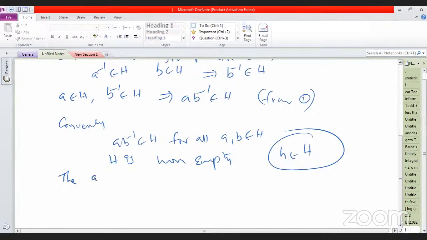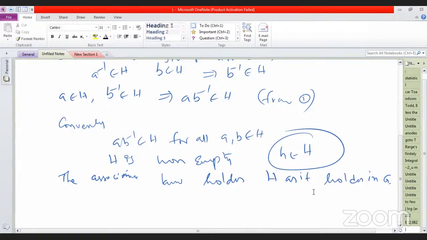The associative law holds. The associative law holds in H, as it holds in G. So what we are reading here is (A + B) + C equal to A + (B + C). Very good. In multiplication, (A * B) * C equals A * (B * C). Now what about the inverse?